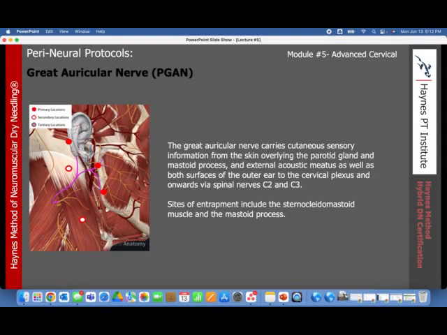The great auricular nerve is going to come around. It carries cutaneous sensory information from the skin overlying the parotid gland and the mastoid process, and the external acoustic meatus, as well as both surfaces of the outer ear to the cervical plexus and onward via the spinal nerve C2 and 3. Its sites of entrapment include the sternocleidomastoid and the mastoid process, again similar to the lesser occipital nerve.